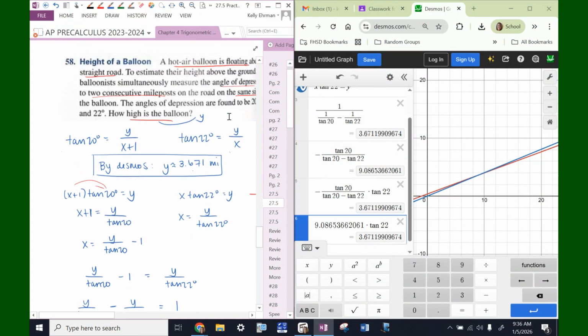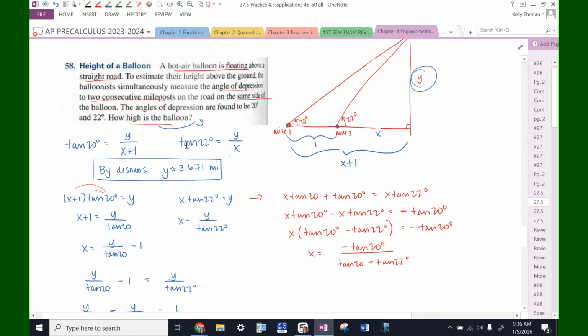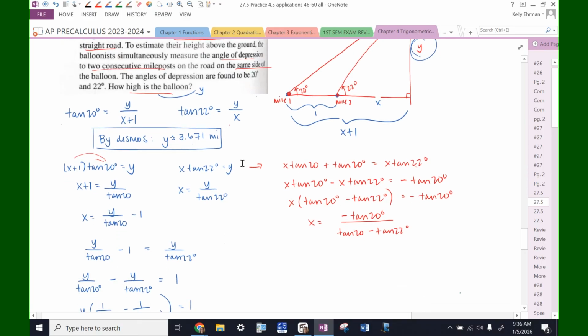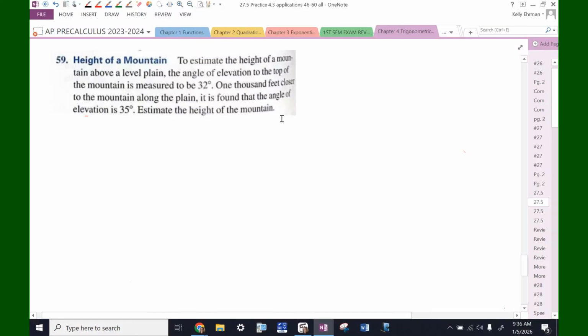I prefer you just way back here solve by graphing, please. But if that's not working for you for whatever reason, then you have alternative ways to do things. Okay, height of a mountain. We have 2 more problems here, so let's see.